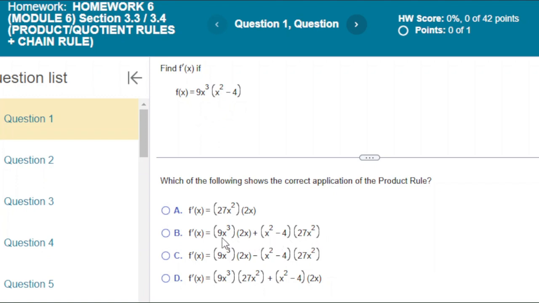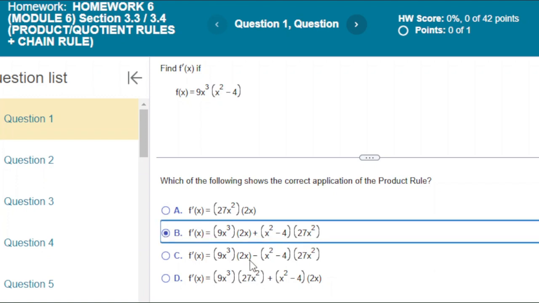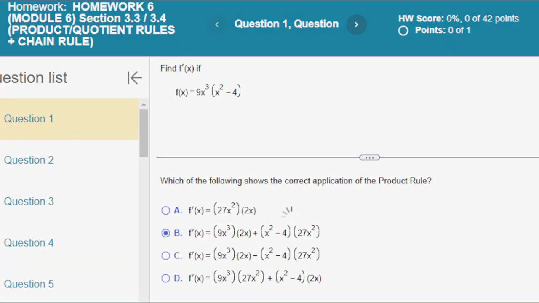We have the first function, 9x cubed, times the derivative of the second one, which would be 2x, plus the second function, x squared minus 4, times the derivative of the first. Okay, so it's not part C because it's supposed to be a plus, not a minus. Okay, that's the product rule for derivatives.